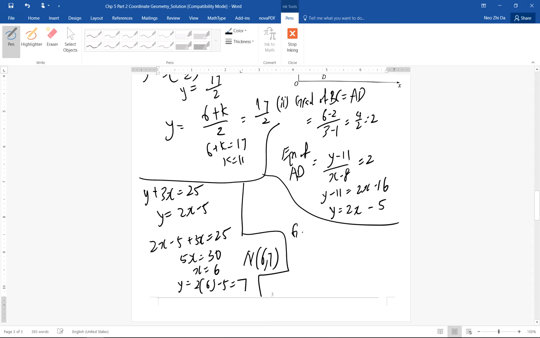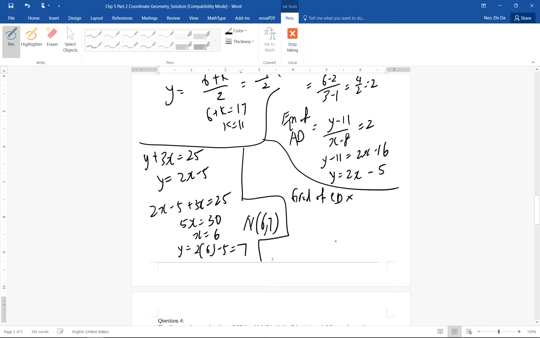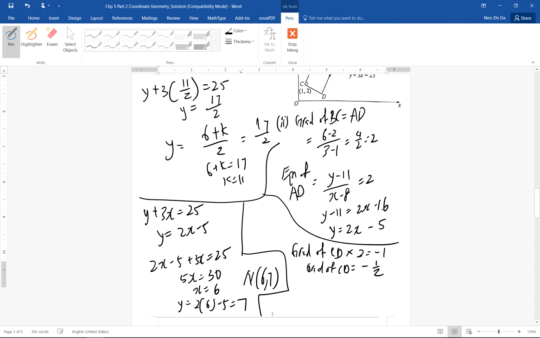Okay, gradient of CD times, okay, gradient of BC is 2, right? Times 2 equals negative 1. Hence, the gradient of CD, we know, is negative half. Now we can form the equation again.